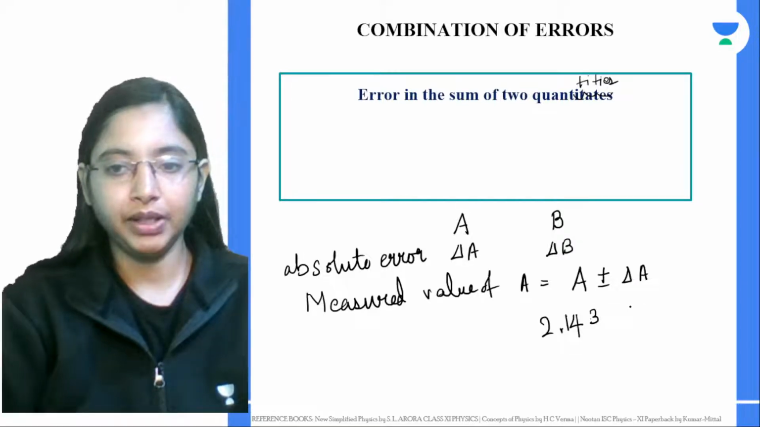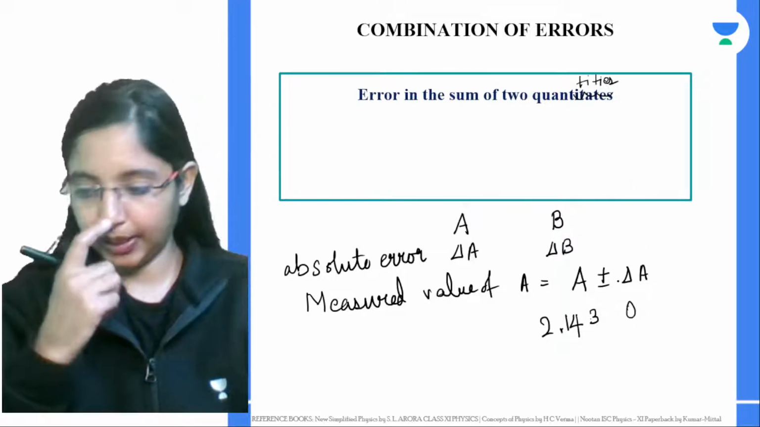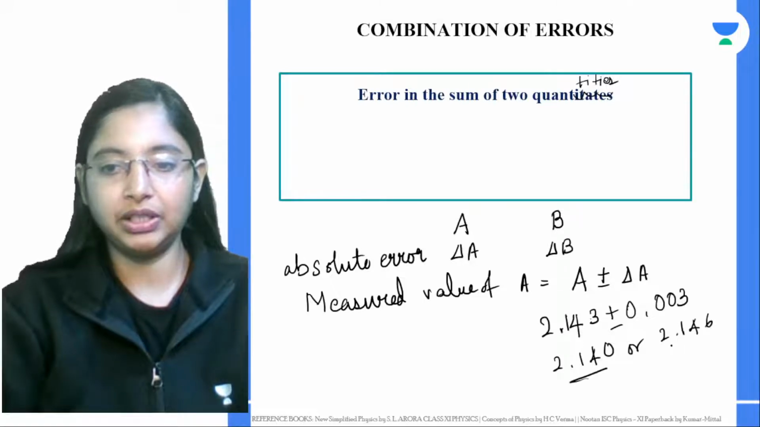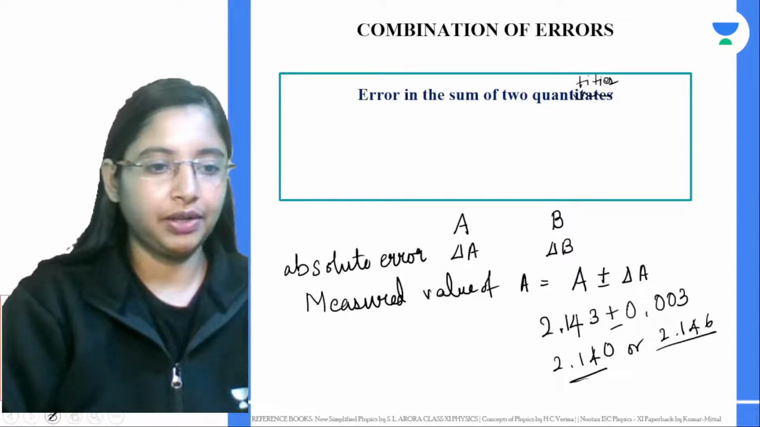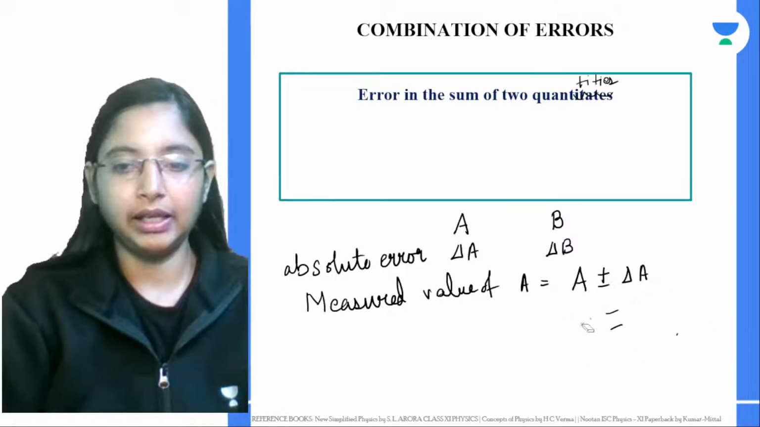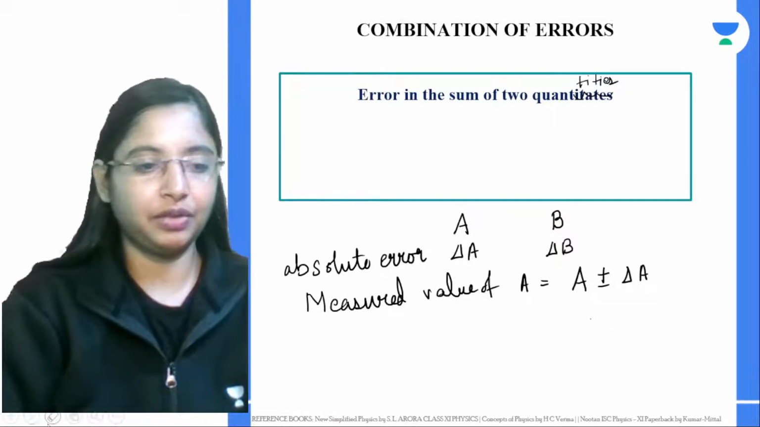Let's say you're getting the delta A, the mean delta value, to be around 0.003. So plus or minus 0.003 means this value could be 2.140 or it could be in the range of 2.146. It could be within this range, right? That will be your measured value. So the measured value of A could be within this range, plus or minus delta A, right? So this is the measured value of A.